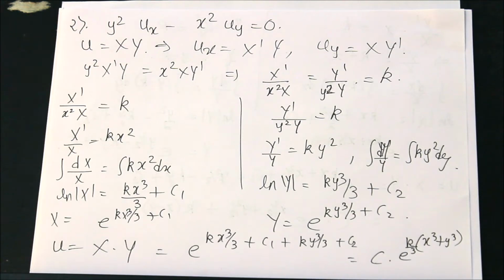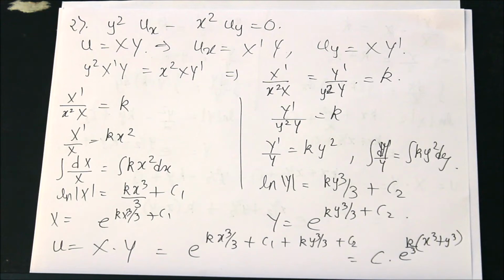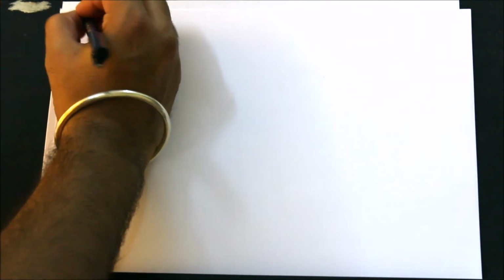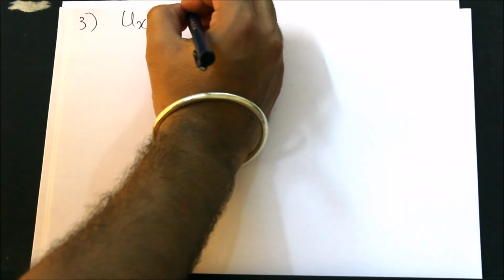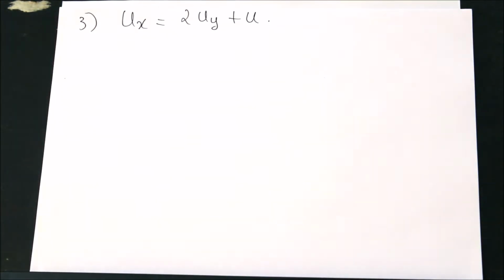There's something called a particular solution as well. I hope you have seen this while studying ordinary differential equations. Since the solution involves the arbitrary constant c, therefore this is the general solution. If I have some particular value of c, then I will call it a particular solution. Okay, that was my second example. Let's go for the third example. My third example is u with respect to x is equal to 2 times u with respect to y plus u.